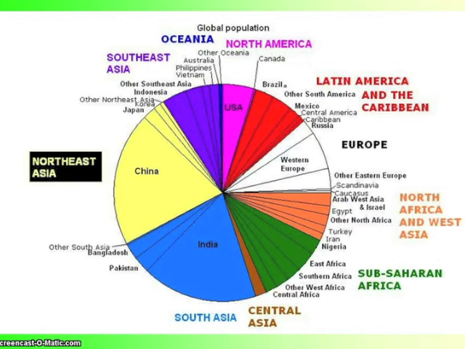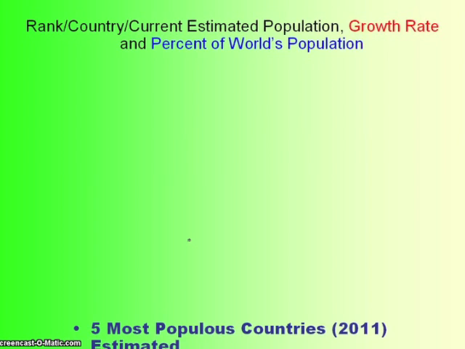So this is an interesting pie chart. If you want to pause the video, you can take a longer look at this, but it takes a look at where all the people in the world are if they were in a pie chart. And the interesting thing with this is look at India, look at China. They take up a large chunk of the pie. And then there's the rest of us.